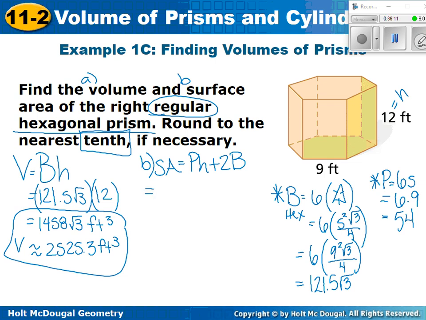So we have P is 54. The height was what again? 12 plus 2 times, and what did we get for area of the base? 121.5 square roots of 3. Much easier to see if you've done it separately over here than if you've just plugged it all in under the formula. Let's go ahead and simplify this. What's 54 times 12? 648 plus, what's 2 times 121.5?